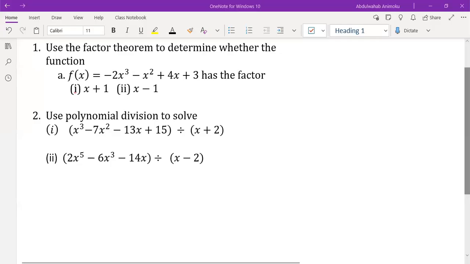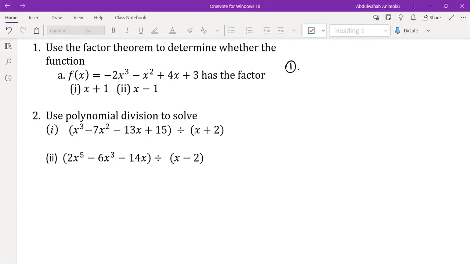Hi, welcome to another video in this video series for General Maths, Mathematics 1. In this particular video, we'll look at a couple of problems that have to do with polynomials and how to manipulate them, find the factors, determine whether a polynomial has a factor or not, as well as how to do polynomial long division. Okay, so let's just get started.